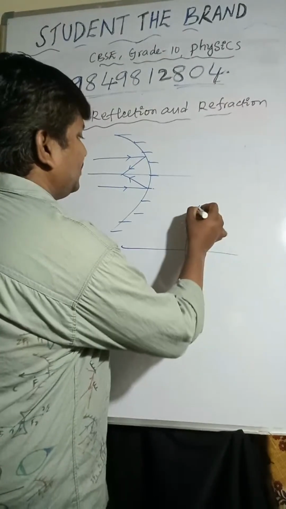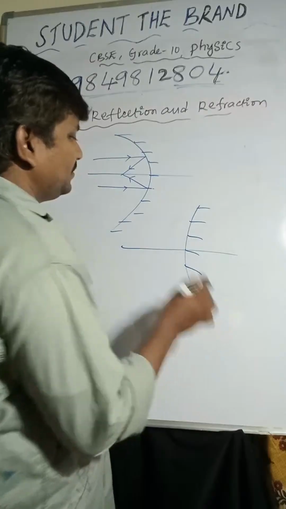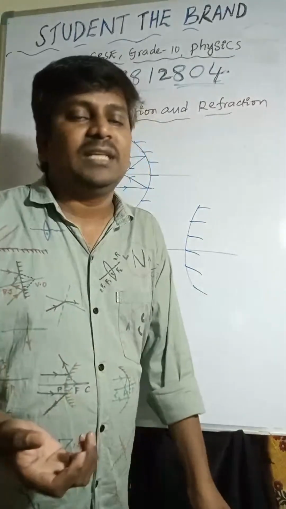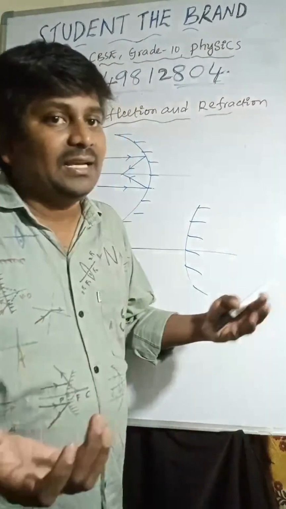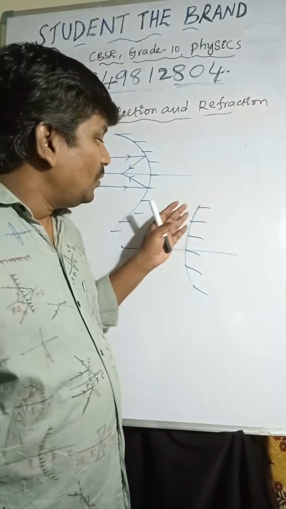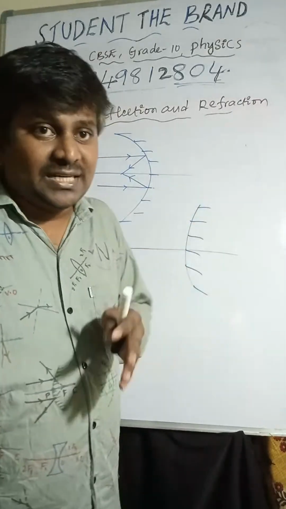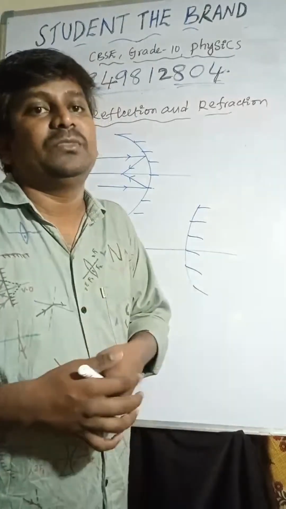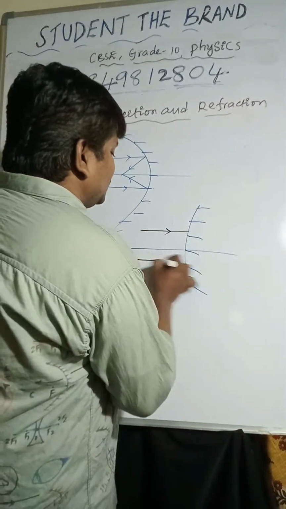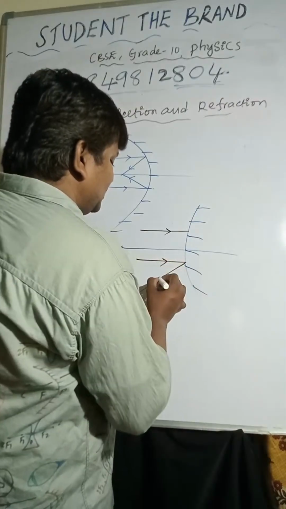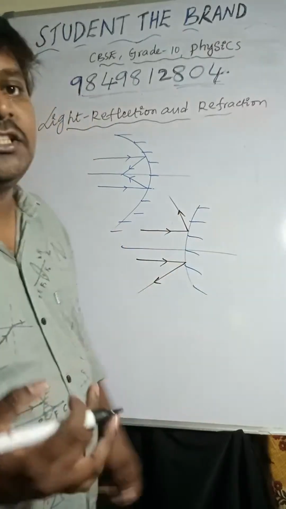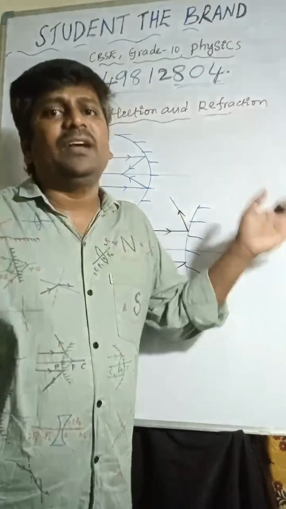Coming to the convex mirror, it is known as a diverging mirror because whenever light rays fall on it, after reflection, those light rays are moving away from it.